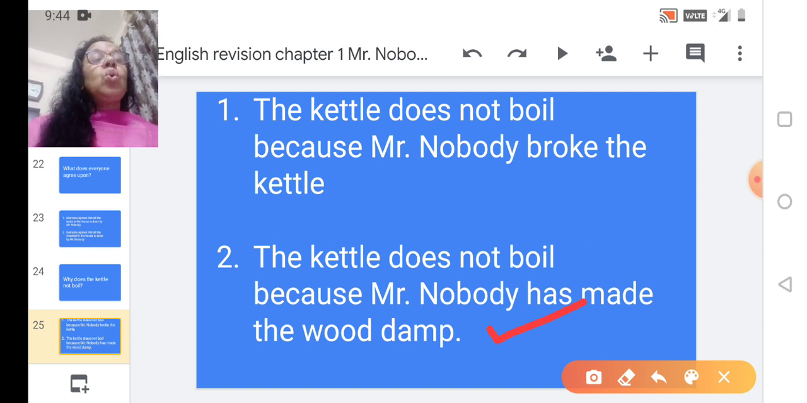In the next class we will do the revision of chapter 2. I hope you please keep on reading that poem again and again and start revising, students.